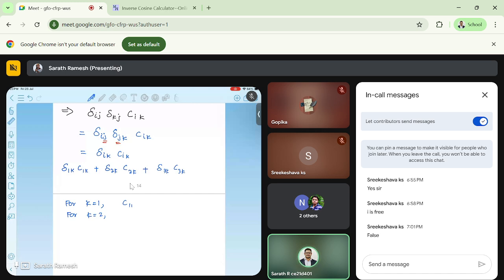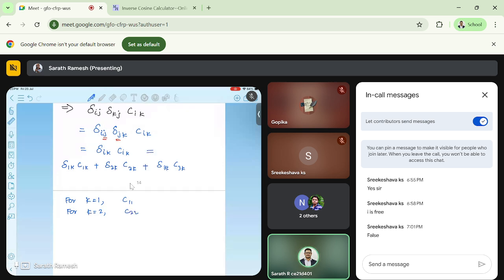Delta ik c ik, delta ki c ik, this can be written as ckk. Okay, that's it. So the answer to this question is ckk. Because for k equal to 1 it's c11, k equal to 2 it's c22. Again, when we have a Kronecker delta, you can just use the contraction property and do this. Okay, fine. So this is all about Kronecker delta.